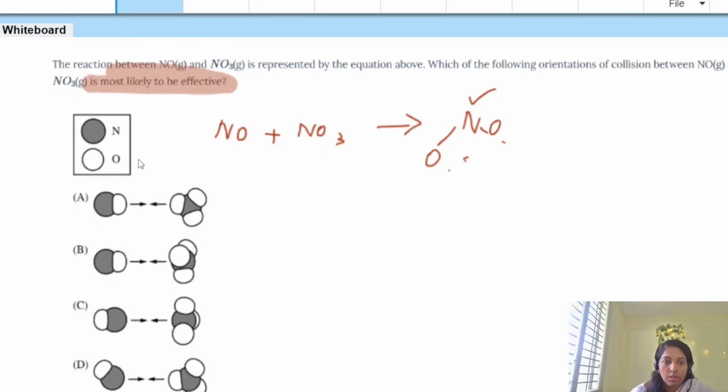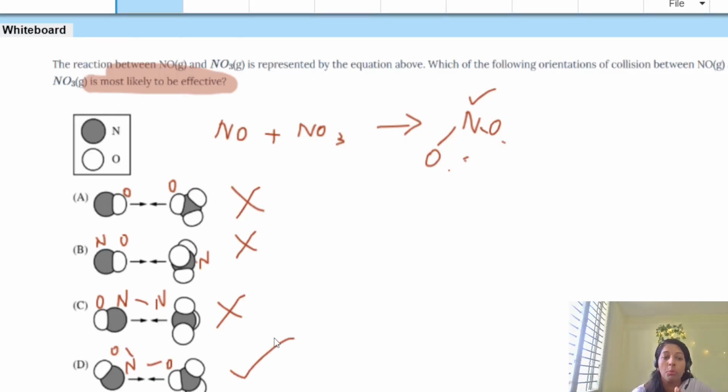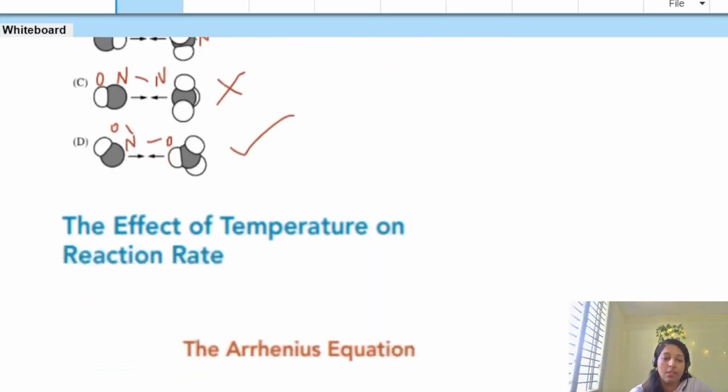Here, see the first option: this is oxygen and this is again oxygen. So an oxygen-oxygen bond is there. That is not the thing. Here, this is nitrogen, here is oxygen, and this again is nitrogen, N-O-N, that is also wrong. Here, the colliding atom is oxygen, this is nitrogen, and again this is nitrogen. That's also not the bond. And what about this one: this is oxygen, this is nitrogen, and the colliding atom is oxygen. Now yes, we need that kind of bond. That is what we mean by proper orientation. So you can expect this kind of question.